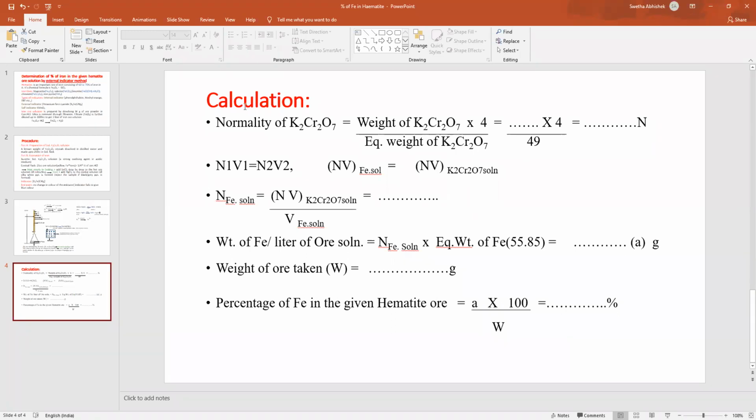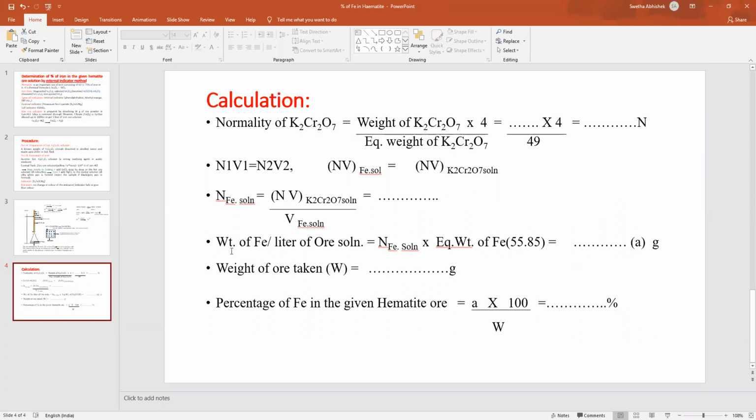Now, by knowing the normality of K2Cr2O7, you have to find out the strength or concentration of the iron ore solution. What is the formula used? Normality of iron ore solution is equal to normality into volume of K2Cr2O7 solution divided by volume of iron solution. So, what is the volume of iron solution taken in each trial? 25 cc. Normality of K2Cr2O7, you have to find out. Volume of K2Cr2O7 is the volume consumed in the titration, that is the concordant burette reading. Find out the normality of the iron solution.